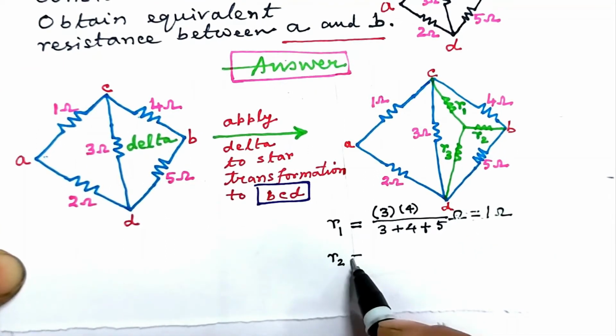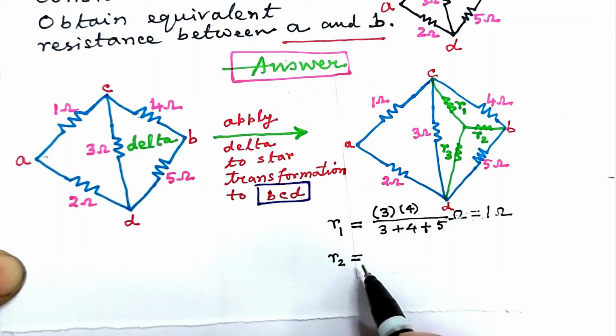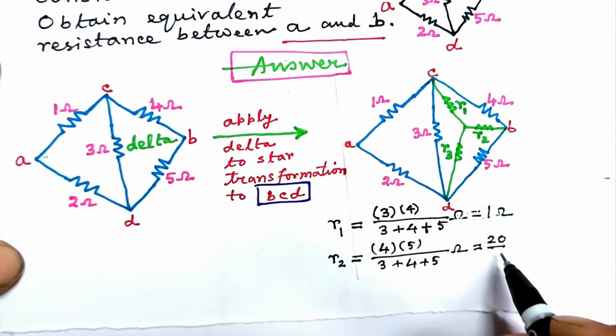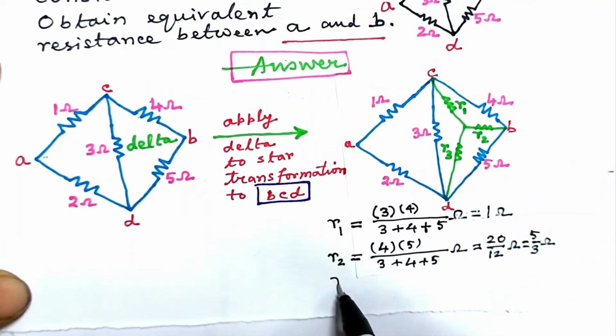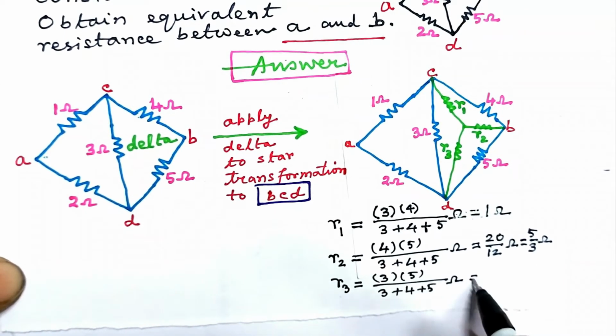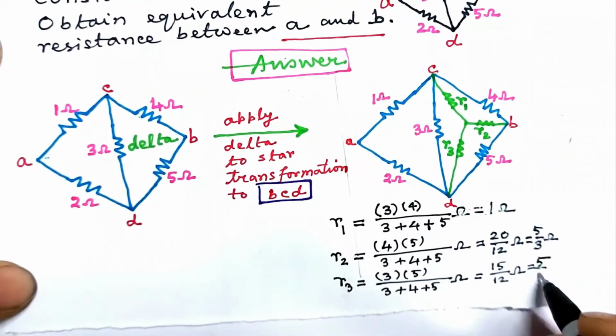Now focus on point B of the network. R2 of the star network is connected to which resistances of the delta network? They are 4 ohm and 5 ohm. So R2 will be the product 4 ohm into 5 ohm divided by the sum. The answer is 5 by 3 ohm. Similarly, R3 of the proposed star network is attached at point D to the delta network resistances 3 ohm and 5 ohm. So R3 is the product of 3 ohm into 5 ohm divided by the sum. On calculation we get 5 by 4 ohm.